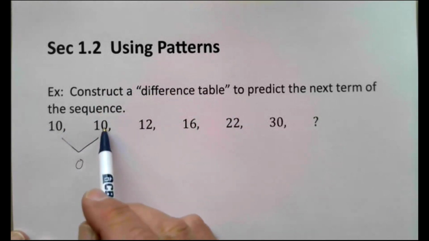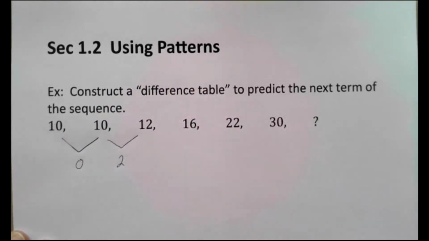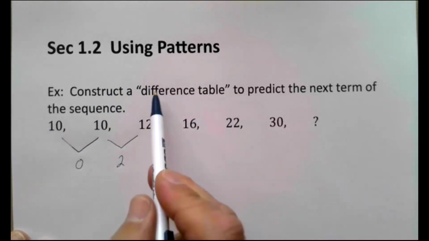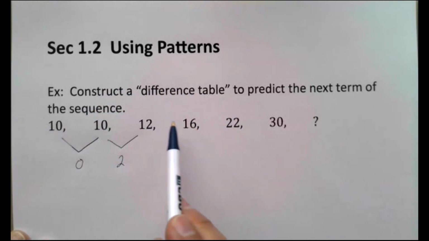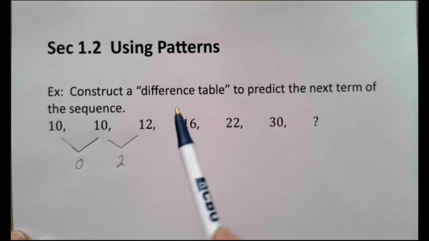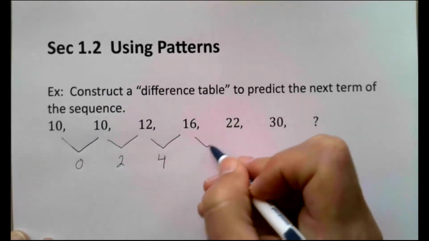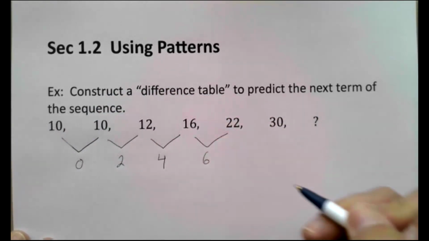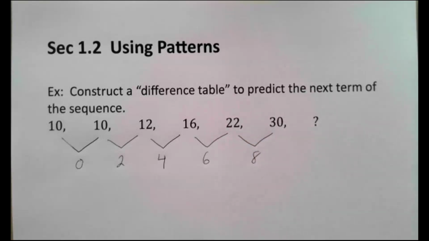The next one, I'm going to go 12 minus 10, which equals 2. 16 minus 12. Remember, difference means subtract. You take the term minus the one right before it. 16 minus 12 equals 4. 22 minus 16 equals 6. 30 minus 22 equals 8.